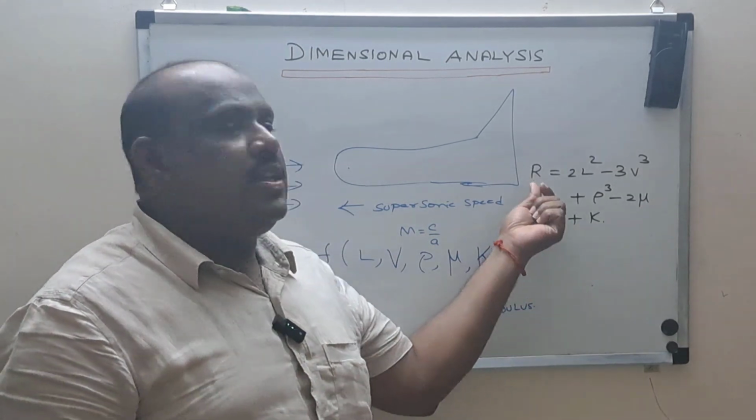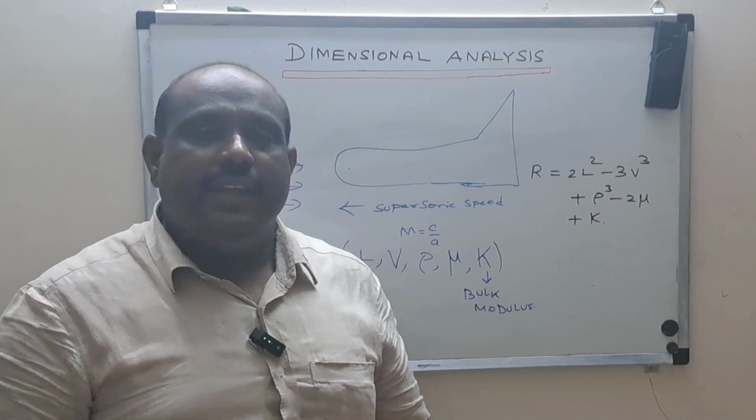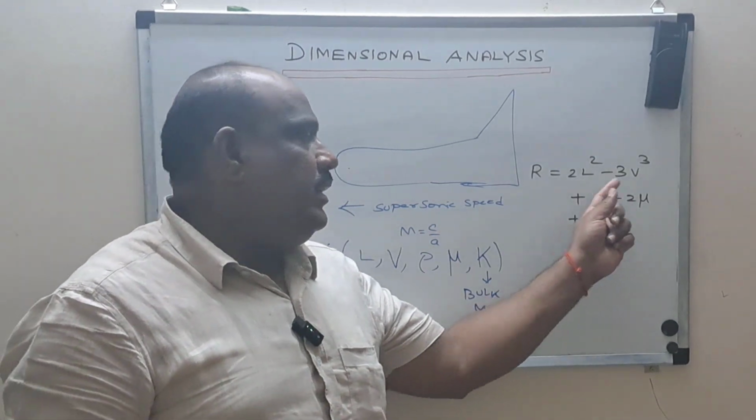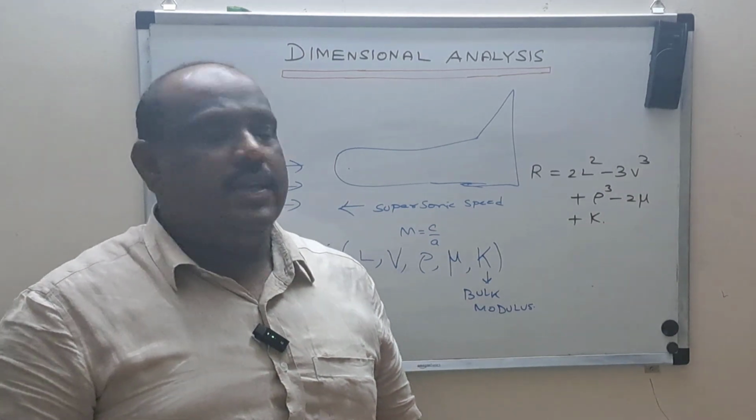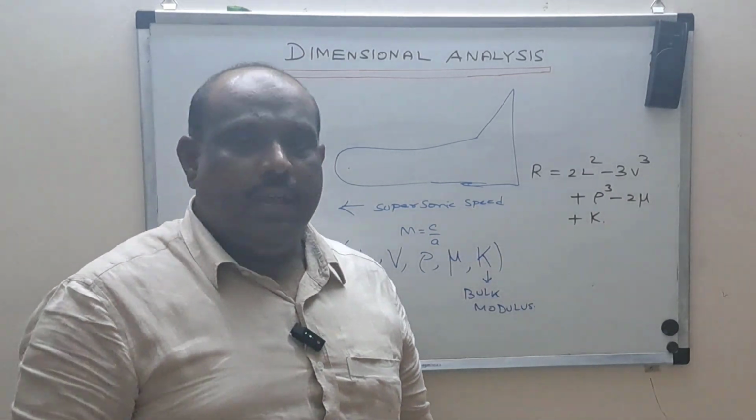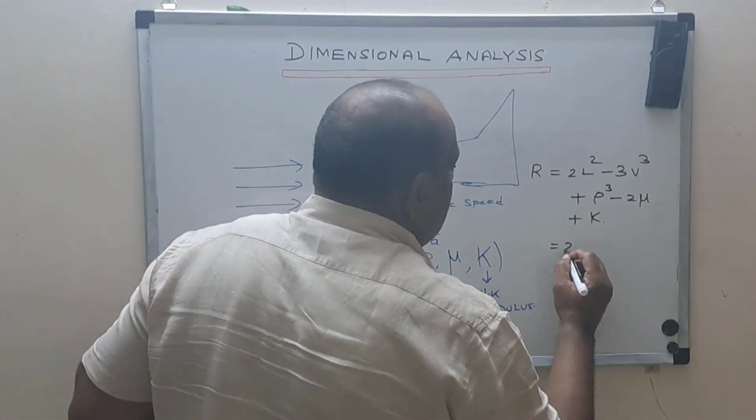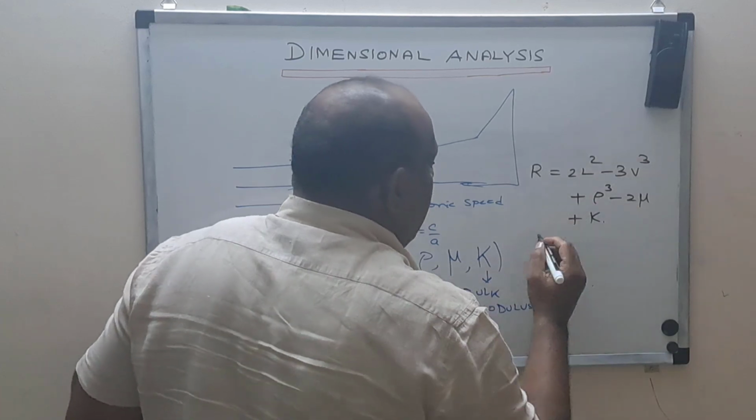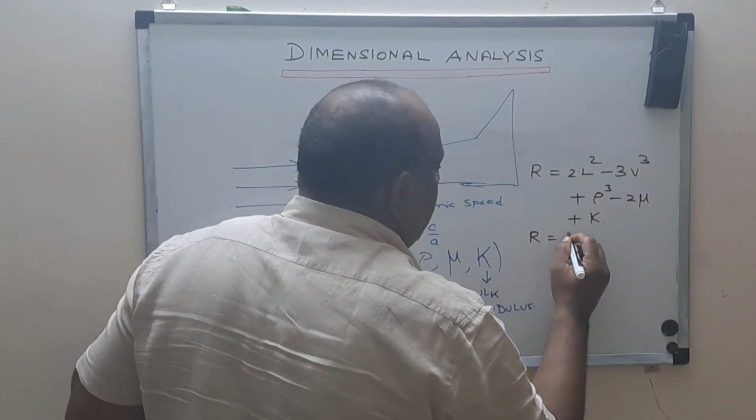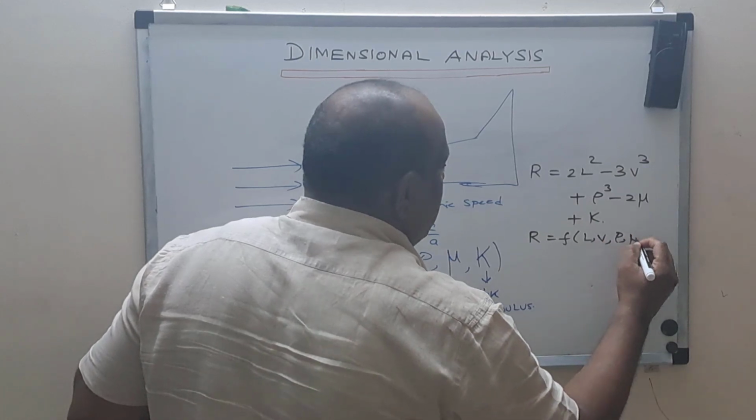Now R is called the dependent variable, and the terms on the right hand side are called the independent variables, namely the length, velocity, density, mu and k. On the other hand, I can even take this R on the right hand side, so it becomes 2L squared. Now you can see this R is a function of L, V, rho, mu, k.